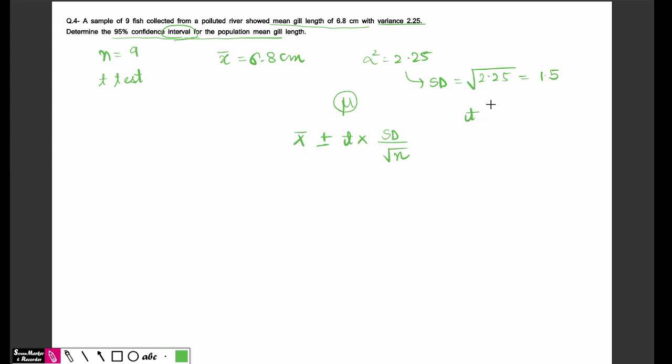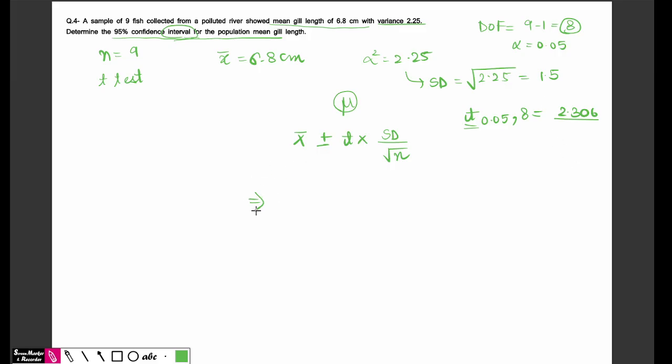For the value of t, you have to first know the degree of freedom. This value is the t table value. The degree of freedom here is 9 minus 1, that is 8, alpha 0.05. So the t value at 0.05 for the degree of freedom 8 from the table comes out to be how much? It comes out to be 2.306.